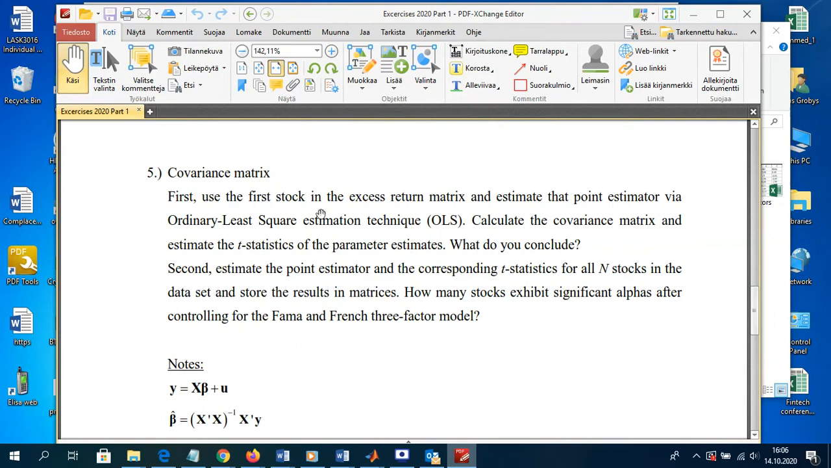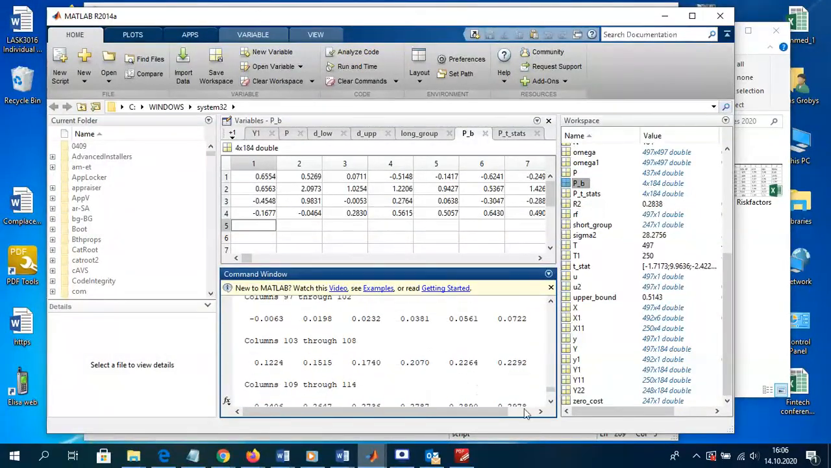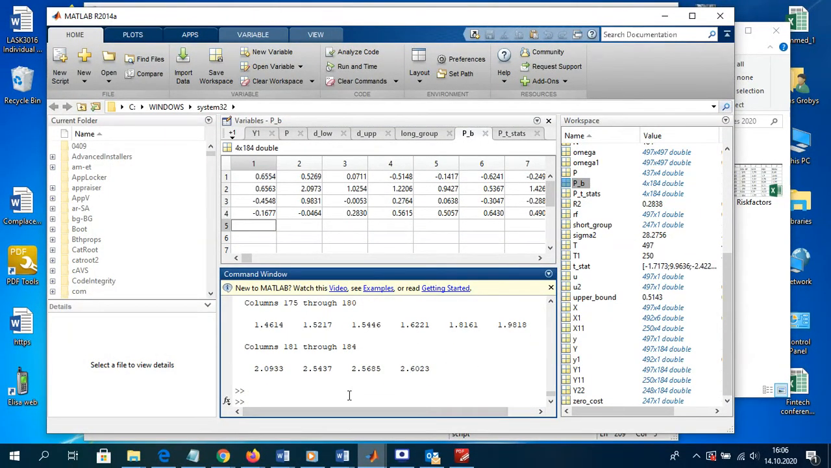So out of 184 stocks, in this standard framework, we have 16 stocks that have a significant alpha. This means that roughly 8.7% of the survivor stocks in the S&P 500 index have alphas, which means that the Fama-French three-factor model cannot price these stocks correctly.